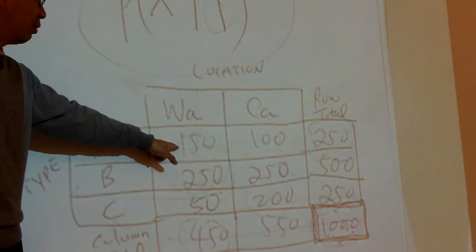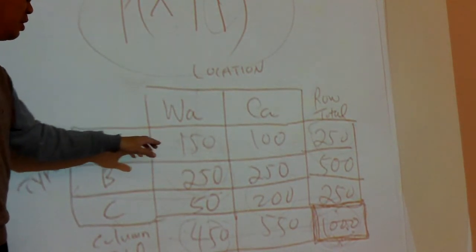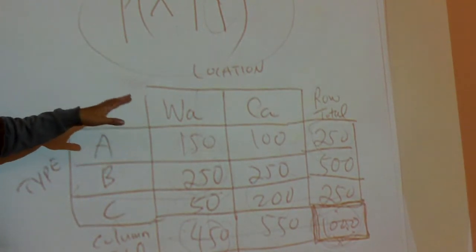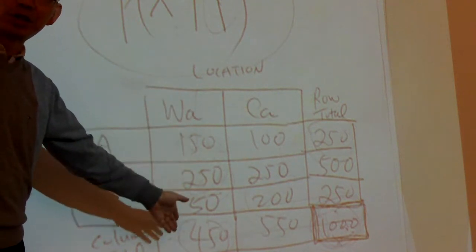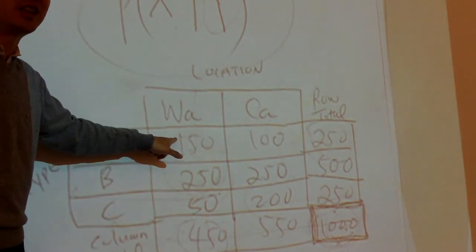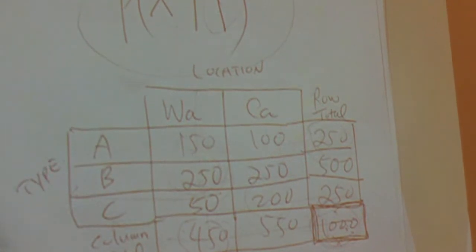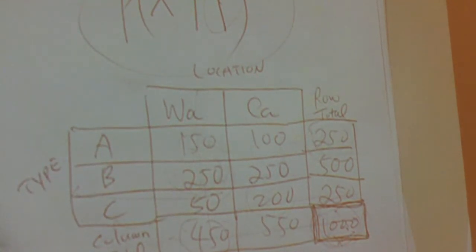For example, this 150 cases means we have 150 type A and state of Washington beer, right? That's the combination, like a joint probability. So if I ask you to find the probability of the intersection of 2 events, we use that number. And also, we use this table to introduce the conditional probability.